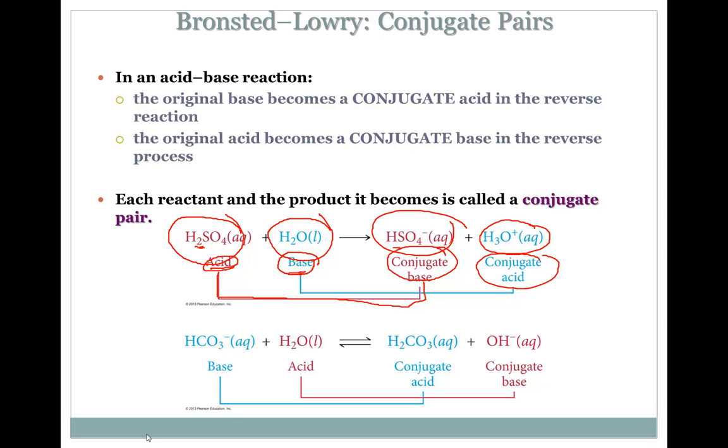Down here, HCO3 minus went to H2CO3. It gained a hydrogen in the process, making this the base, and therefore this the conjugate acid. H2O went to OH minus. It lost a hydrogen. That means this is the acid because it lost the hydrogen, and this is the conjugate base.